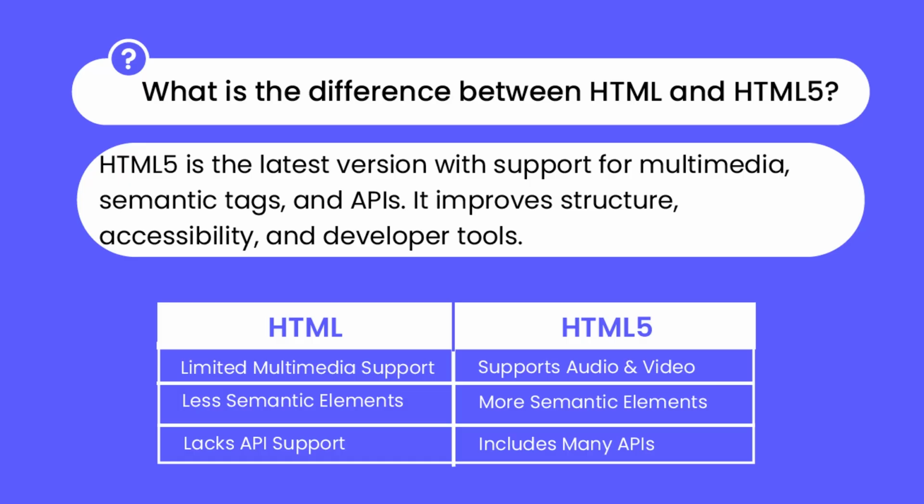Now heading to the next question. What is the difference between HTML and HTML5? HTML is the original language used to build web pages, but over time it evolved to include new features and better ways to structure content. That's where HTML5 comes in. It's the latest version of HTML with lots of new tools like video and audio support, better graphics, improved handling of web apps. So basically HTML5 is an upgraded, more powerful version of HTML that creates modern and interactive websites.